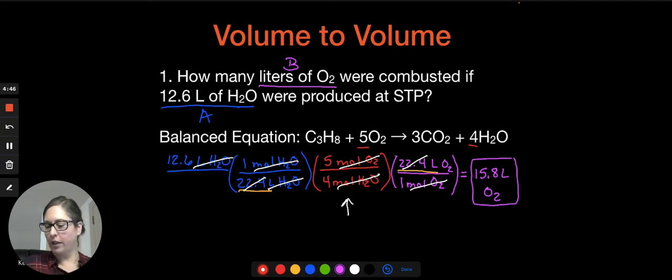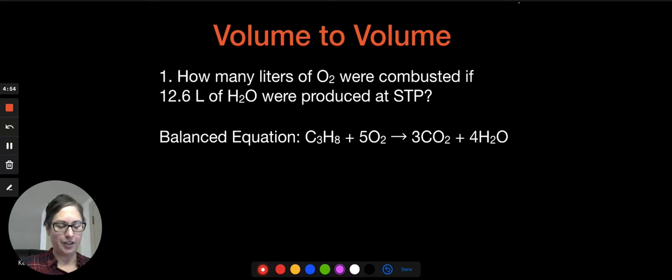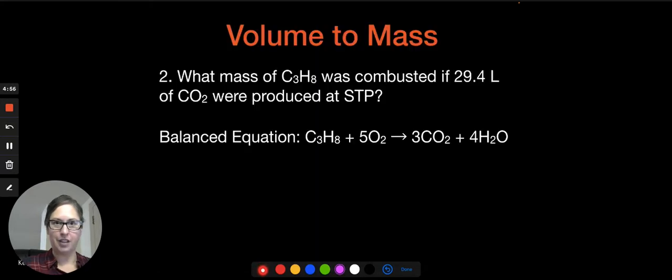All right, so let's go ahead and take a look at some examples where we don't go from volume of A to volume of B, but maybe we're going to mix it up a little bit. So in the next one, skip past our organizer really quick and we'll go back to it. What mass of C3H8 was combusted if 29.4 liters of CO2 were produced?